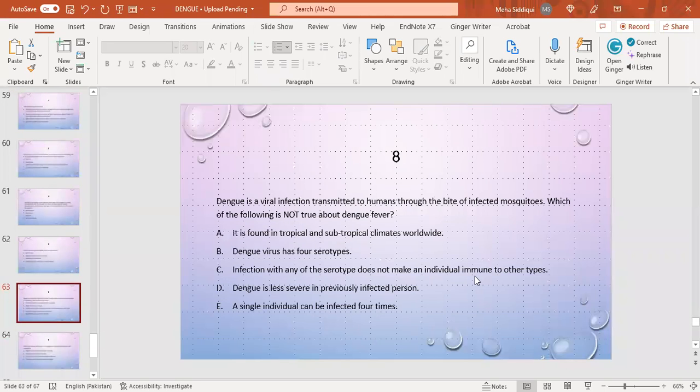MCQ number 8. Dengue is a viral infection transmitted to humans through the bite of infected mosquitoes. Which of the following is not true about dengue fever? It is found in tropical and subtropical climates worldwide. Dengue virus has 4 serotypes. Infection with any of the serotypes does not make an individual immune to other types. Dengue is less severe in a previously infected person. A single individual can be infected 4 times. D. Yes, D is the right option because it is very severe if a person is already previously infected.